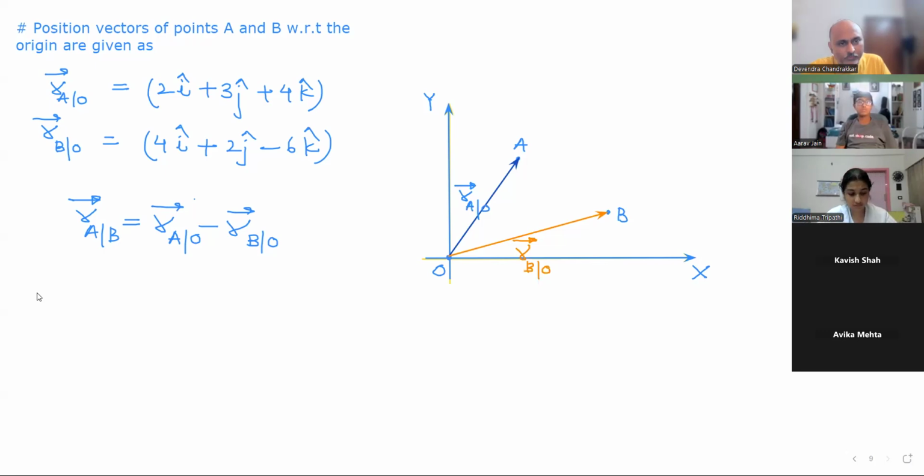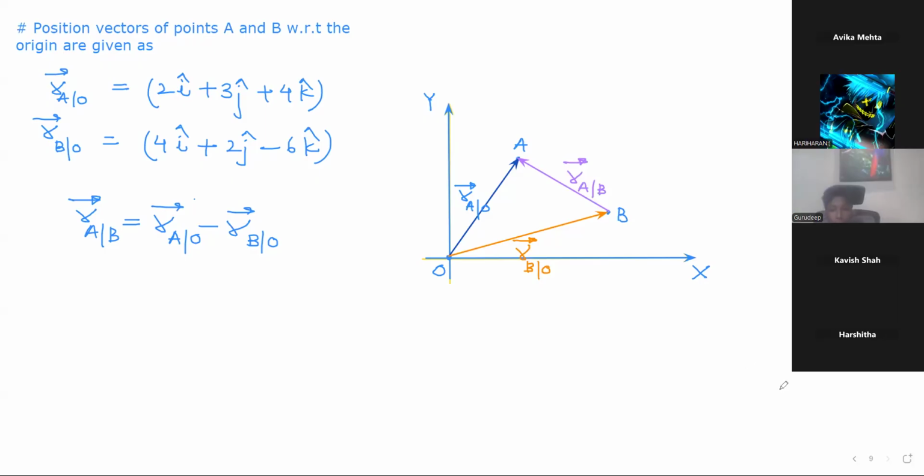Then if I write position vector of A with respect to B, so this is position vector of A with respect to B. The tail of the vector will be at B, the head of the vector will be at A. Now, Hariharan, you are not saying yes or no. What happened? Harshita, what happened to your video, beta? It's not working. One second. Keep everything on.